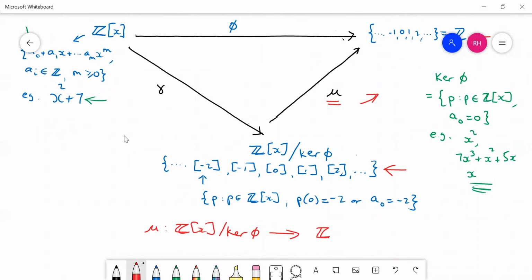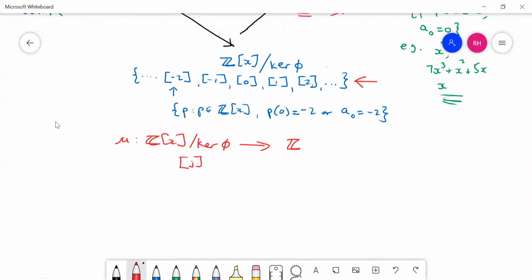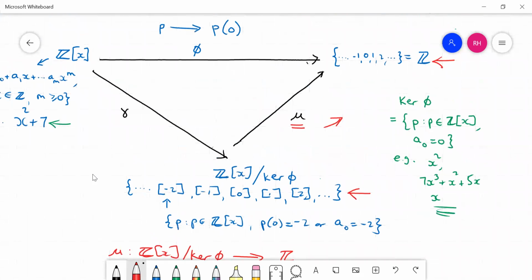And what does it say? It basically says, look, if you've got an equivalence class here, let's call it J, well, then it's just going to become J. That's all it's saying. Okay, so that's the first isomorphism theorem.